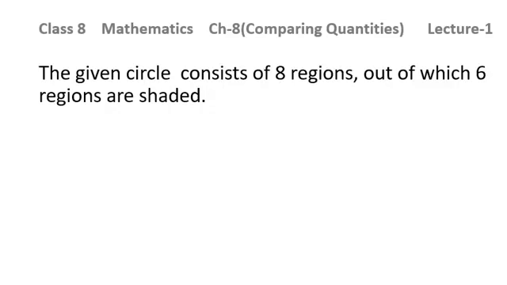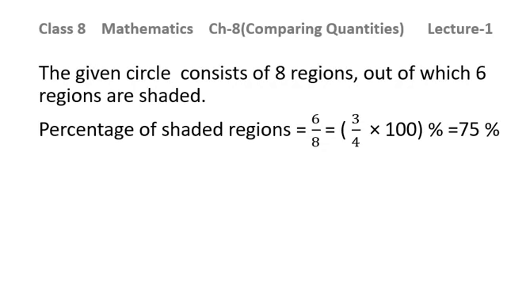The given circle consists of 8 regions, out of which 6 regions are shaded. You have seen in the figure 6 regions were shaded and total 8 regions were there. So for the percentage of shaded regions, first of all we will write it as a fraction, that will be 6 over 8. Converting it into standard form, that will be 3 over 4 into 100%, that means 75% of the area or region of the circle is shaded.